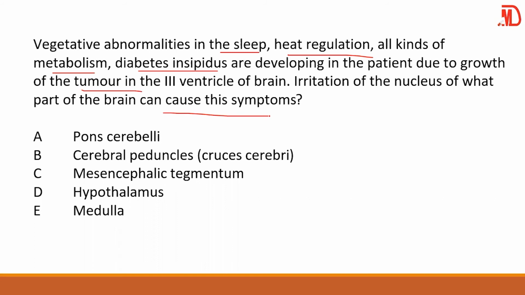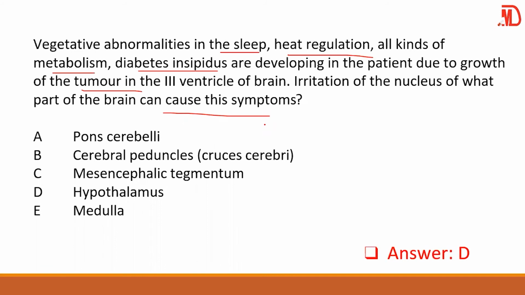So we're looking at the part of the brain that controls the majority of all of these things, like heat regulation, metabolism, diabetes, sleep. Basically, we are looking at the hypothalamus. This hypothalamus, though it is very small, can control a whole lot of things inside the brain and inside the body. So your answer is D.